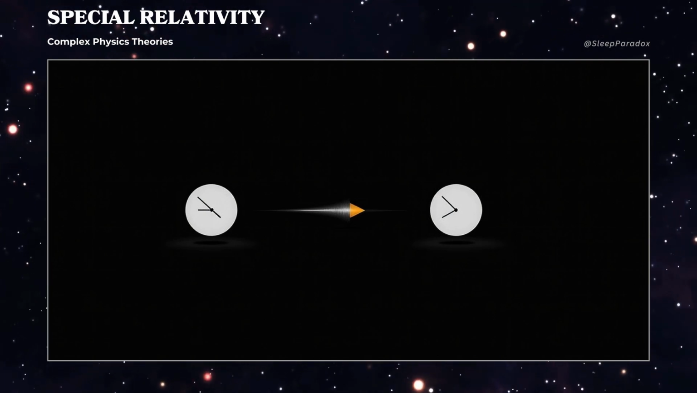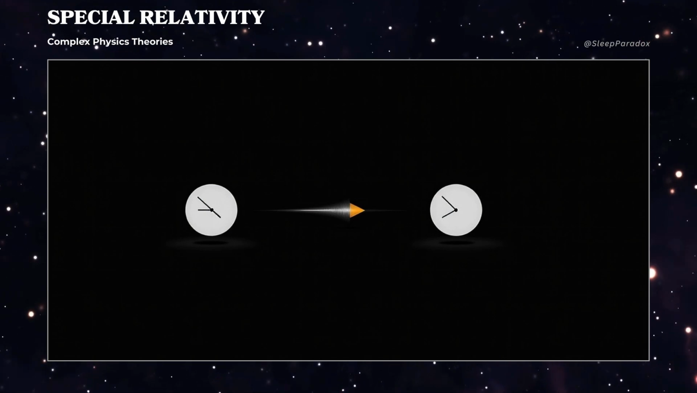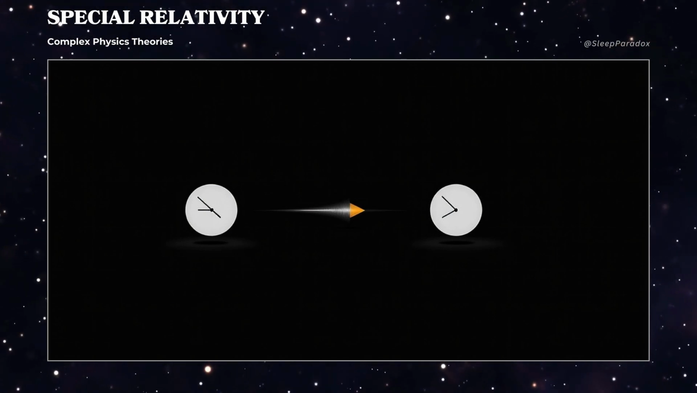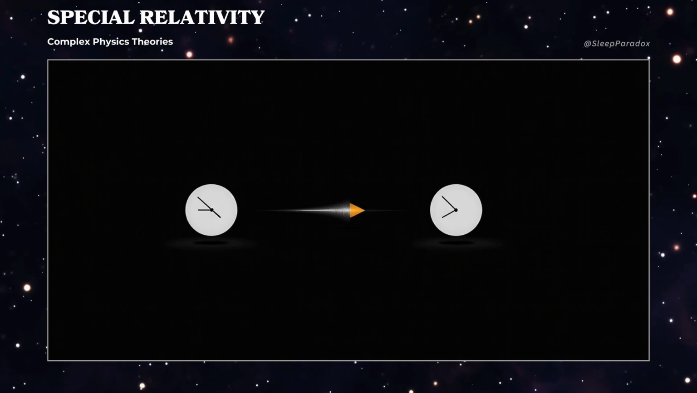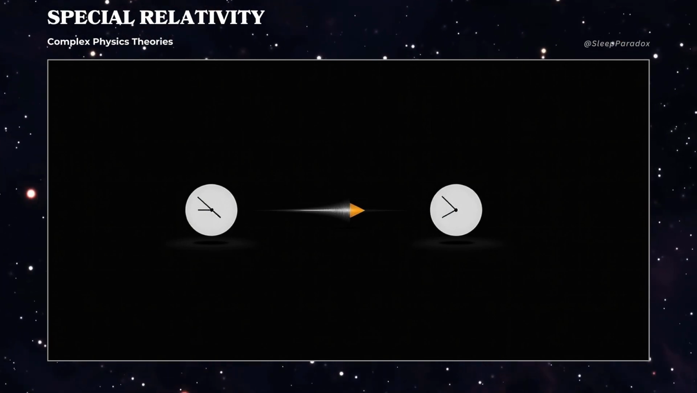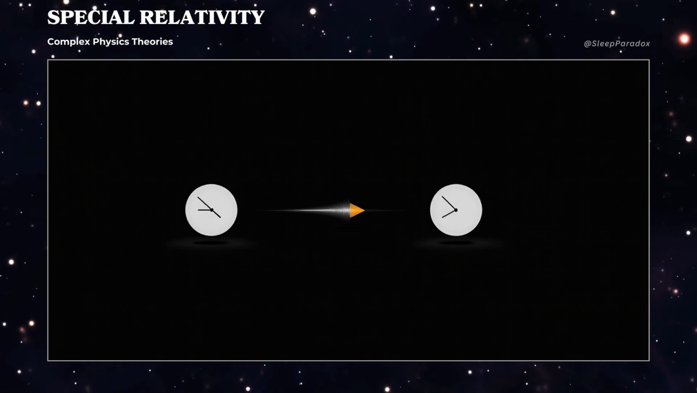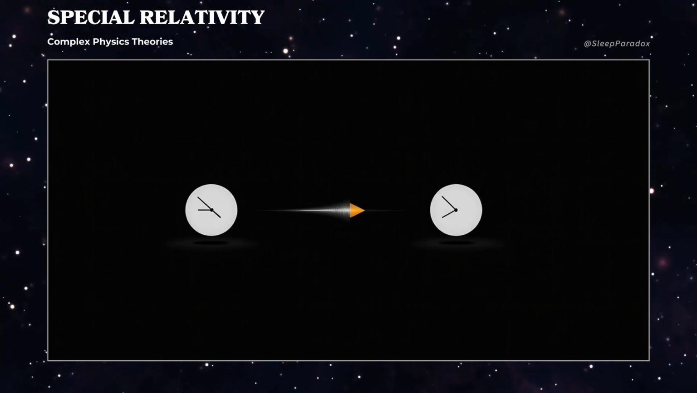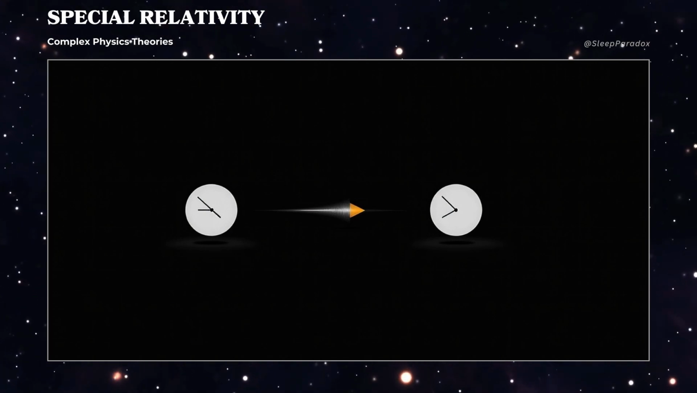Then, there's the relativity of simultaneity. Events that appear to happen at the same time for one observer may happen at different times for someone else moving at a different speed. There is no single universal now. What one observer sees as two lightning strikes happening at once, another might see as one happening before the other. This means that time is not a global clock. It's personal, dependent on your frame of reference.